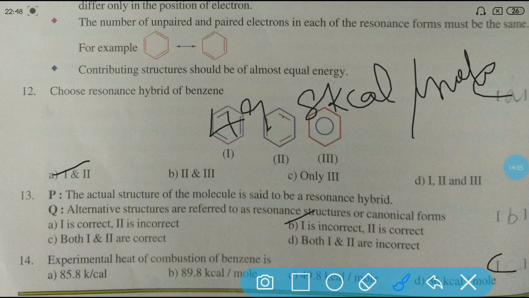Option C. Okay, now with this we have successfully completed chemical bonding, resonance, goal 10, and the chemical bonding chapter is completed. In the next video we will be looking at principles of metallurgy.